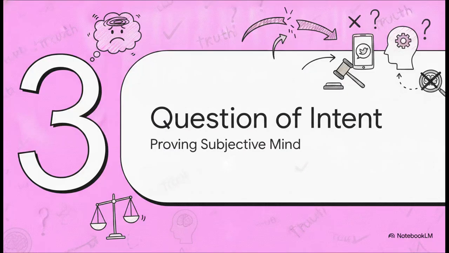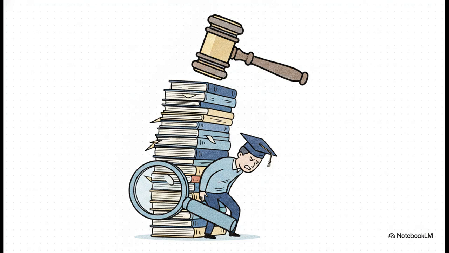That brings us to Section 3, the question of intent. Okay, so even if a retweet does contain a false fact, how on earth do you prove the citizen knew it was a lie? Well, the court used an argument called objective imputation.